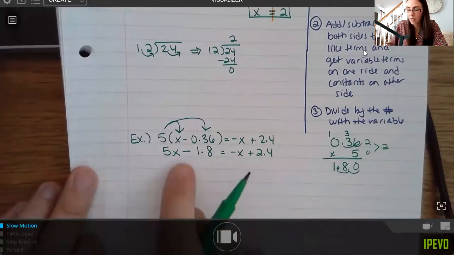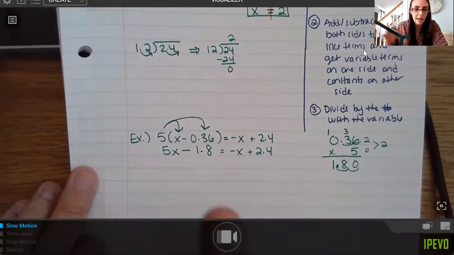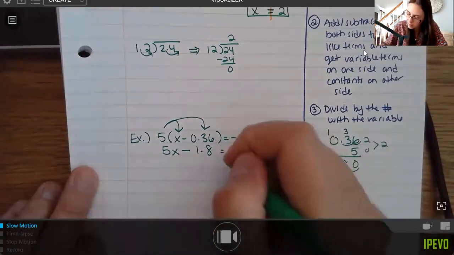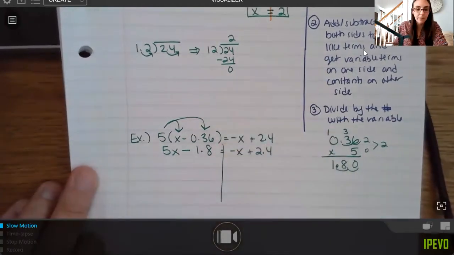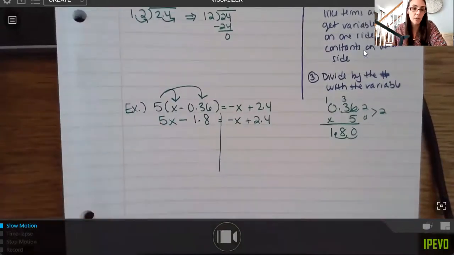I look on each side of the equation to see if there's any like terms that I can quickly simplify. I don't have anything. They're all kind of spread out here. So I'm on to step 2 now, and I have to start rearranging. I notice that I have x's on both sides, and I also have numbers on both sides.